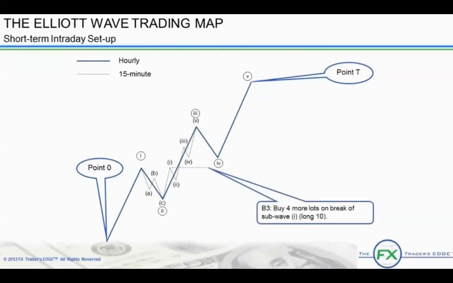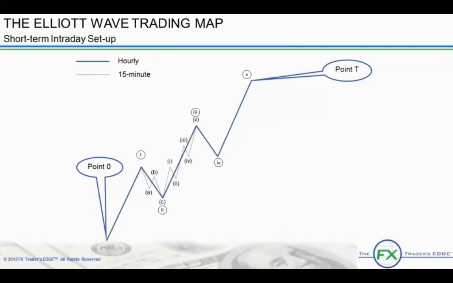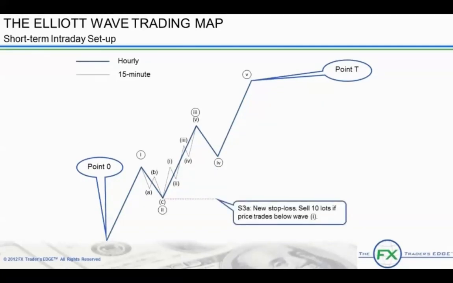We buy 4 more lots at B3, which says to buy 4 more lots on break of subwave 1. We are now long 10 lots during this wave 3 circled, and we raise our stop to below the beginning of subwave 1, which is point S3A. The new stop loss is to sell 10 lots if price trades below the start of subwave 1. This is because one of the rules of the Elliott wave principle is that wave 2 cannot go below the start of wave 1. If we get stopped out, we have no position remaining.